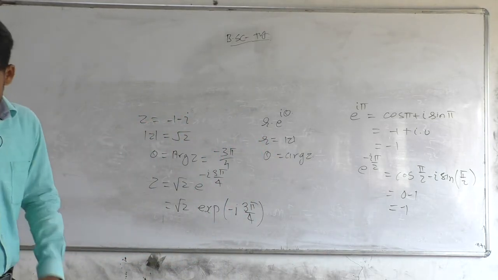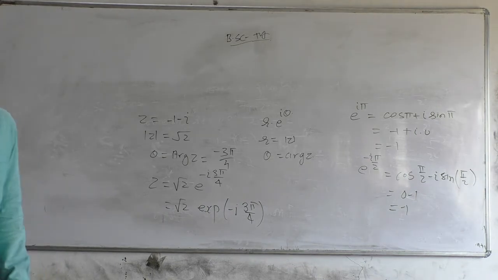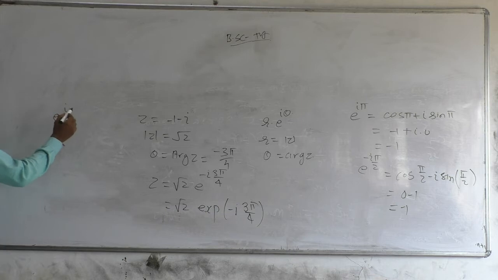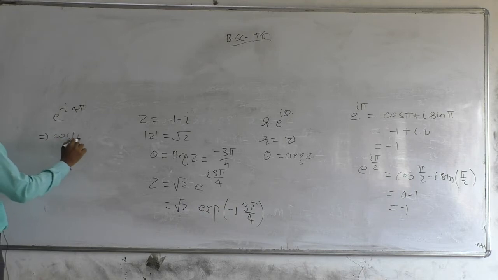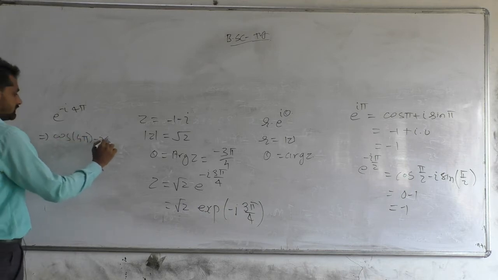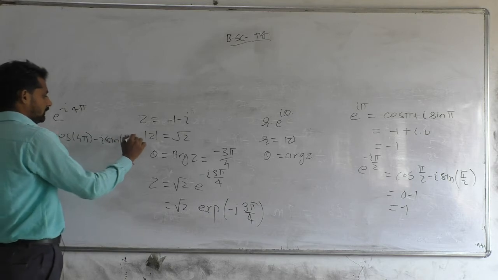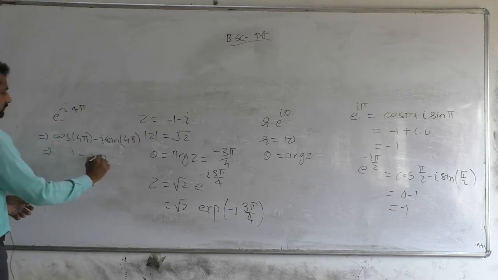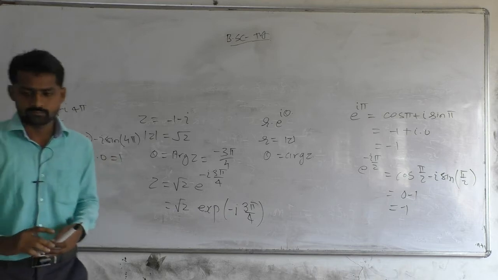Also e raised to minus i 4 pi. This can be written as cos of 4 pi minus i sin of 4 pi. So it is equal to 1 minus i times 0, which is equal to 1.